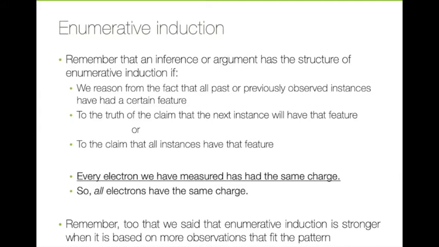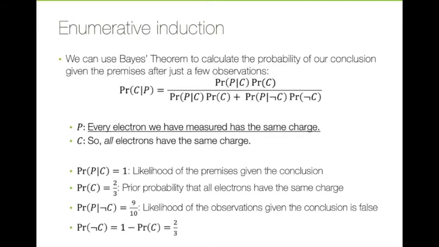We'll see that this example shows that an enumerative induction is stronger when it is based on more observations that fit the pattern. In this case, as we made more observations of the charge of an electron, the more certain we could be that the charge was constant. We can use Bayes' theorem to calculate the probability of our conclusion given the premises, and we'll start by calculating that conditional probability after just a few observations.